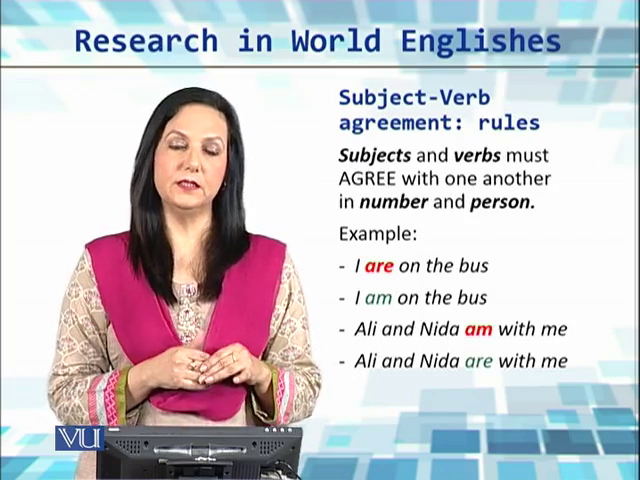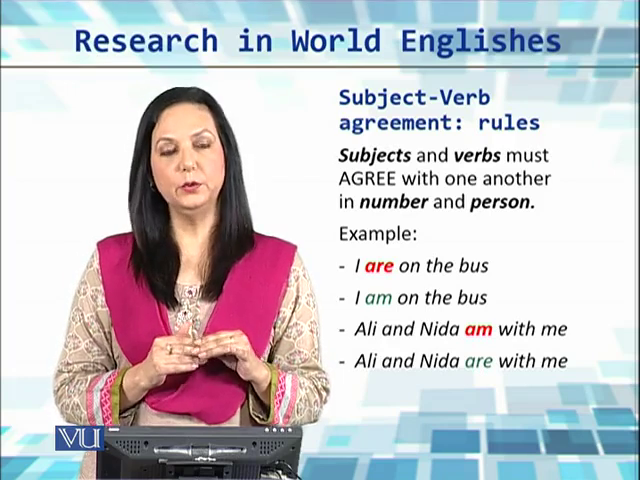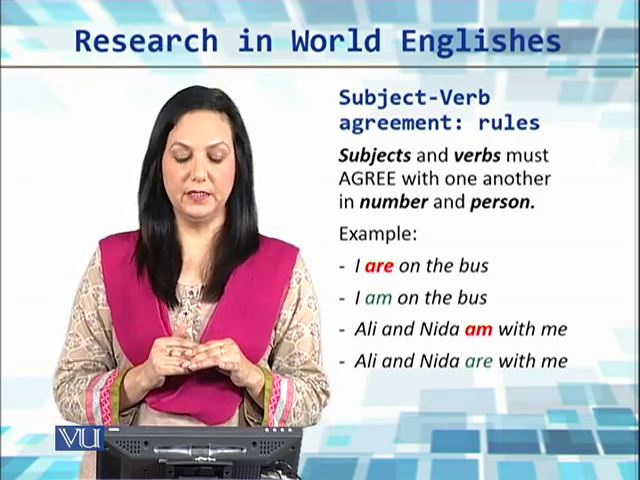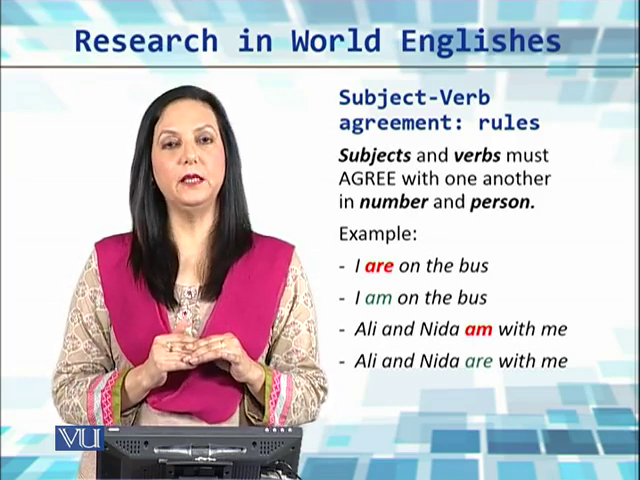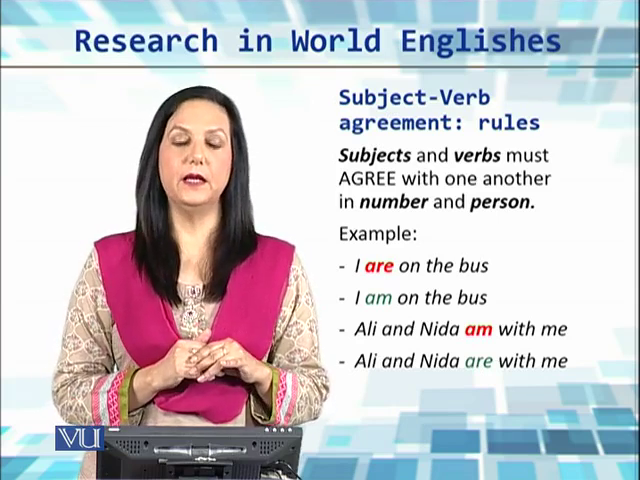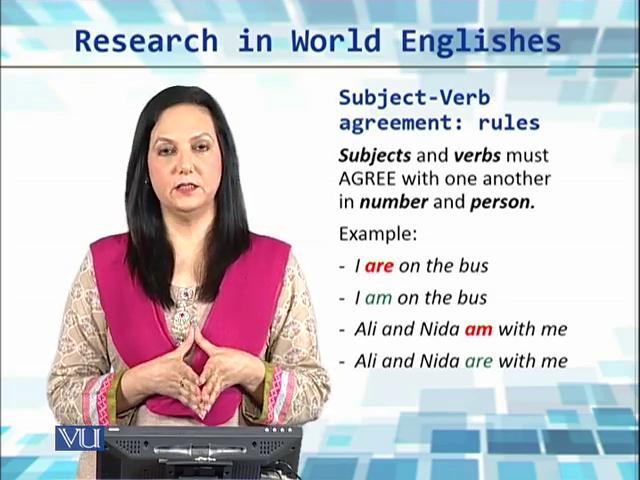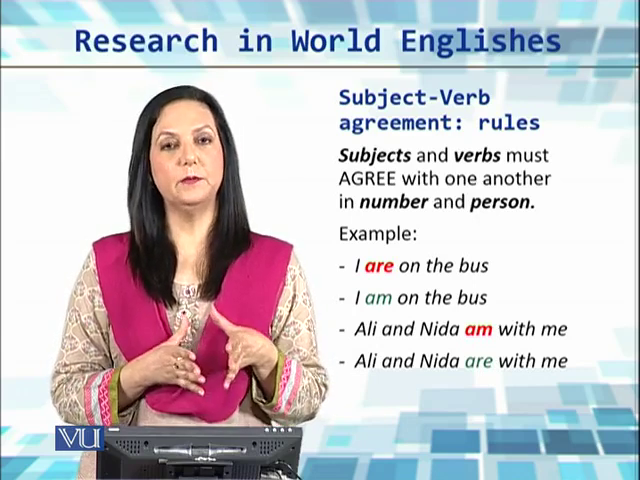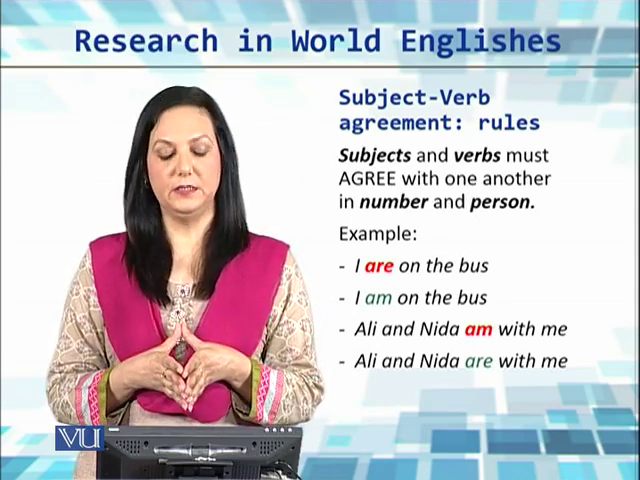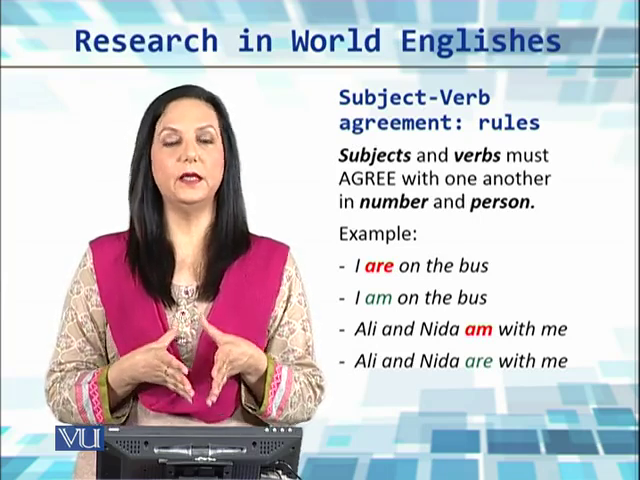Before looking at the study in subject-verb agreement, let's take a look at this rule of subject-verb agreement. According to this rule, subjects and verbs must agree with one another in number and person. Now, what do we mean by number and person? Let's take a look at the first sentence, I are on the bus. This is, of course, an incorrect sentence in English. It is incorrect because the subject I does not agree with the verb are in number or person. I is singular and are is a plural verb, so I cannot take are.